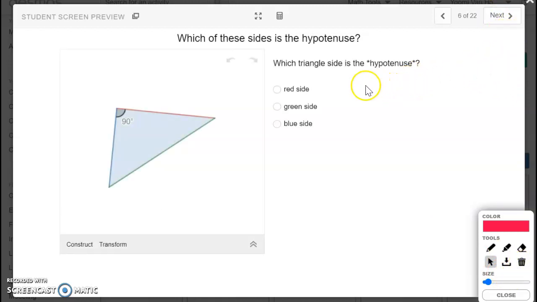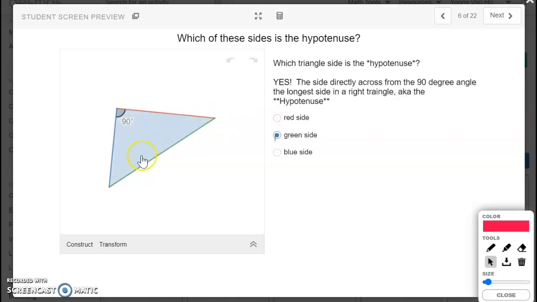All right, now which triangle side is the hypotenuse this time? Okay, now right now the triangles are rotated. Again, the easiest way is to identify your right angle and then go across from it. Okay, so green is my hypotenuse. Hypotenuse is always the longer side as well. But sometimes, when the legs are very, very long, it might be a little more difficult to tell. But this way, identifying the right angle and then going across from it is always going to work.